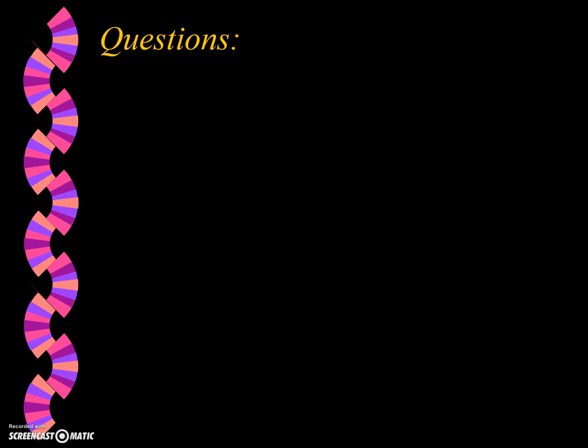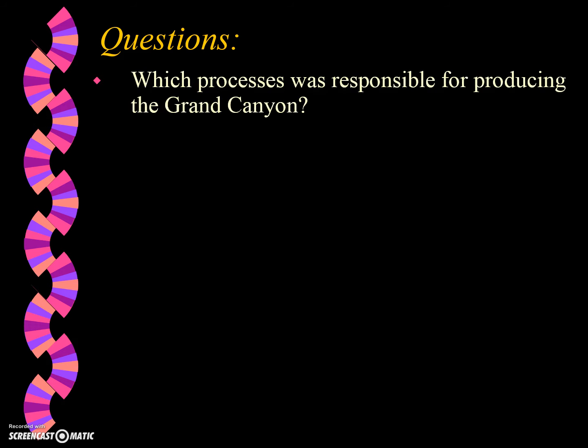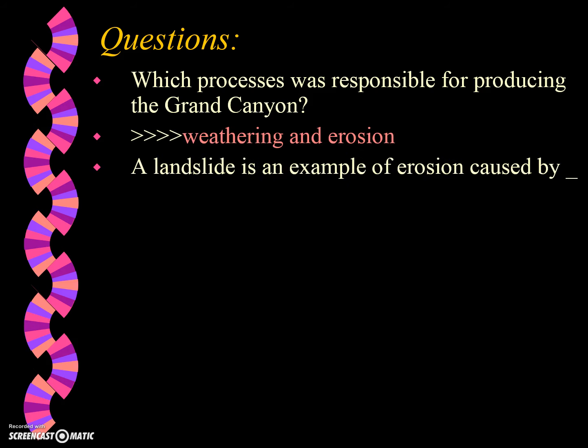All right, you can stop here or you can continue on for questions that will possibly be on your quizzes next week. What process was responsible for producing the Grand Canyon? This is very good to know. This will definitely be on a quiz. That is weathering and erosion. A landslide is an example of erosion caused by gravity. So that gravity is pulling all that stuff down, so it creates a landslide.